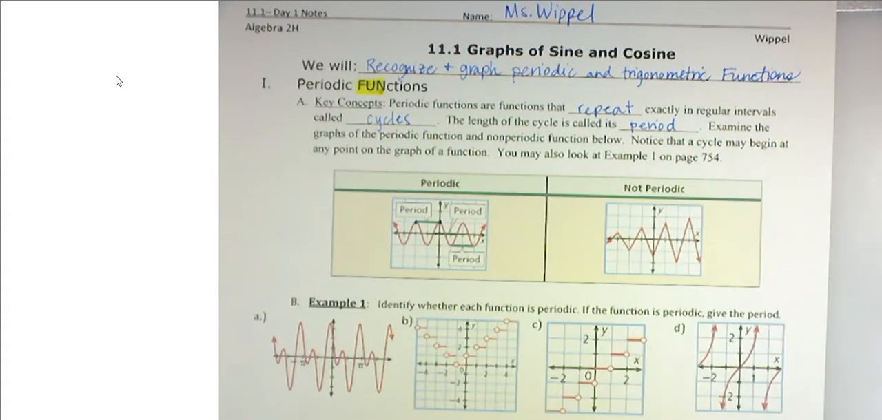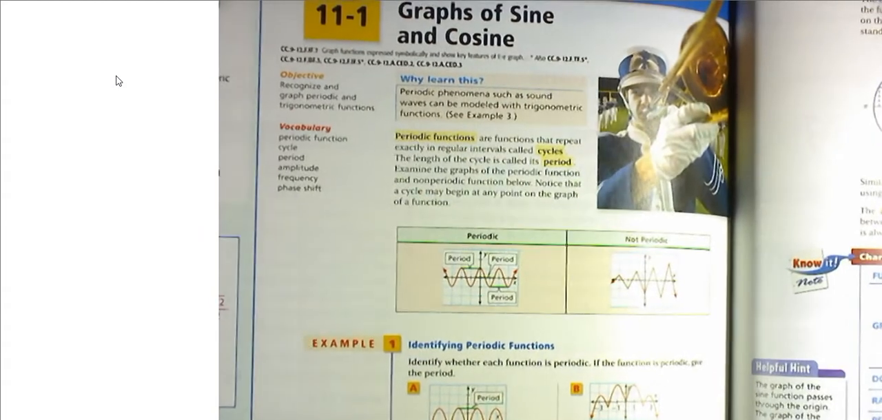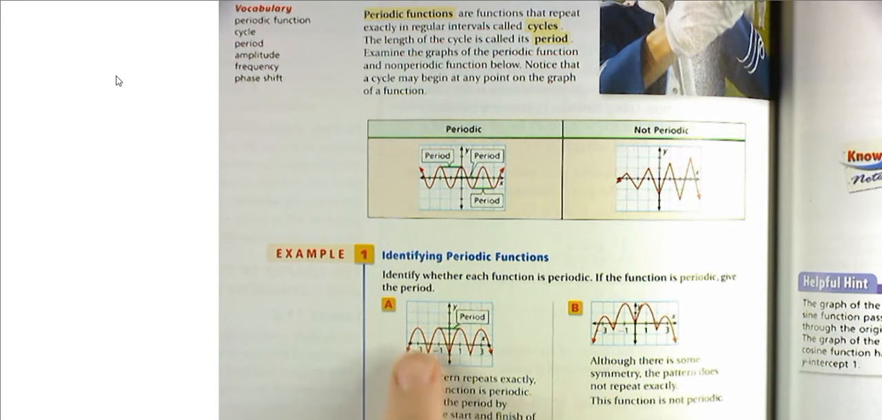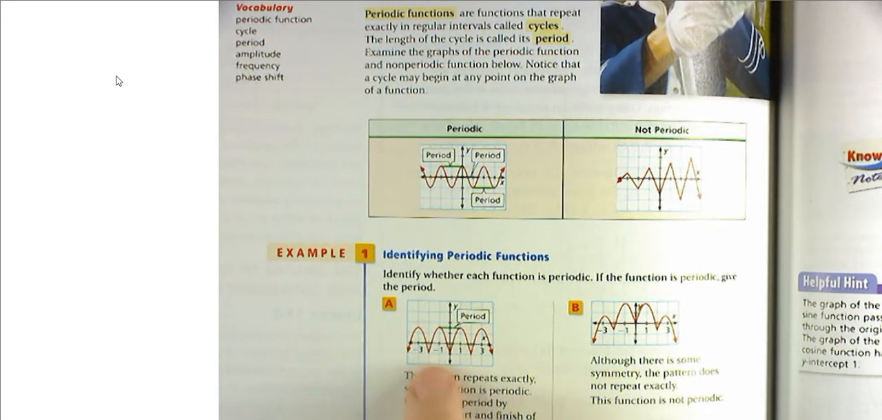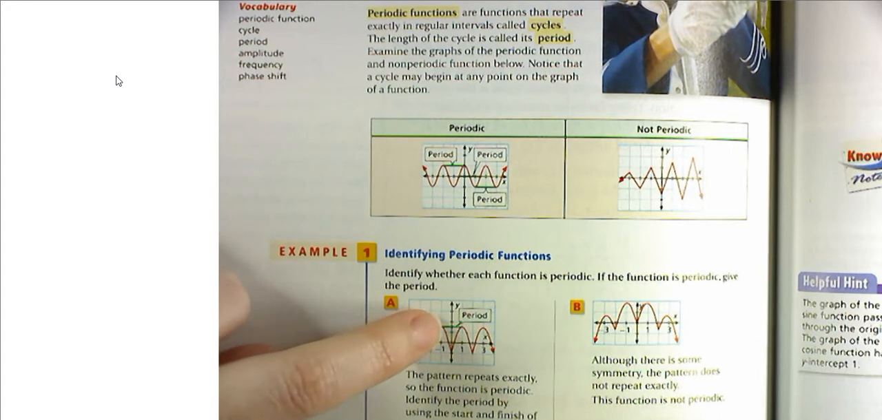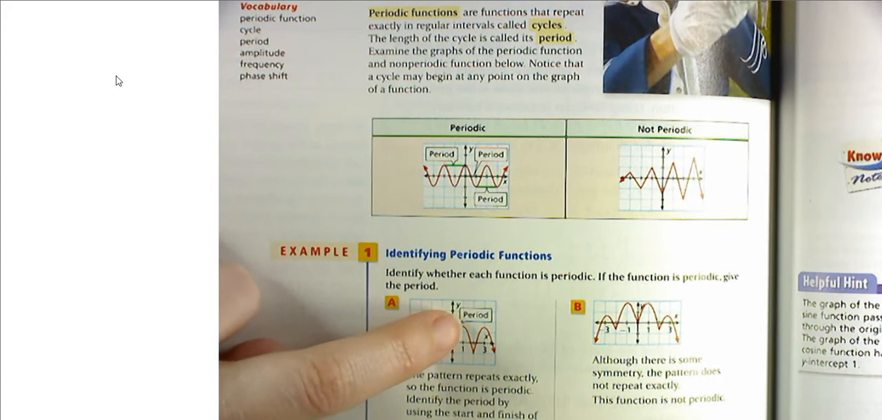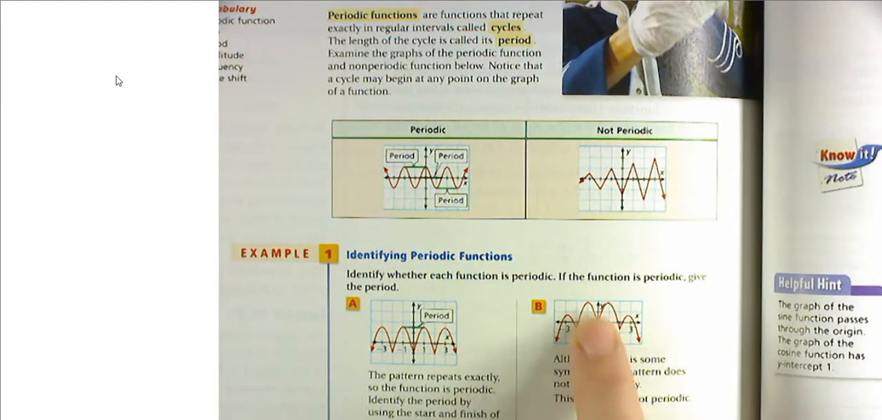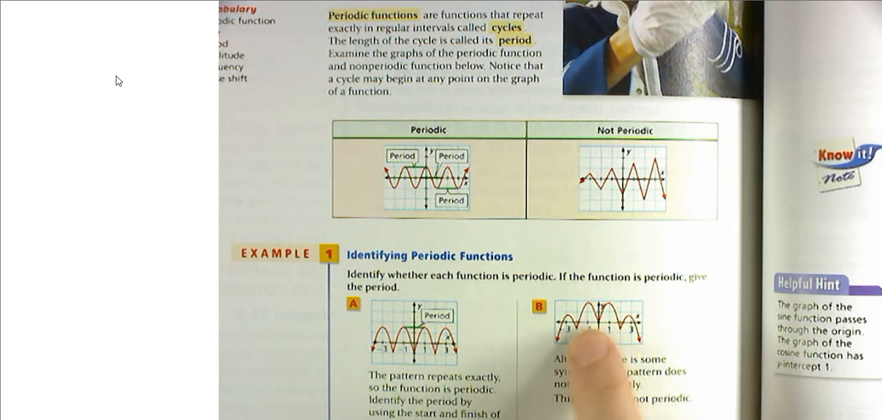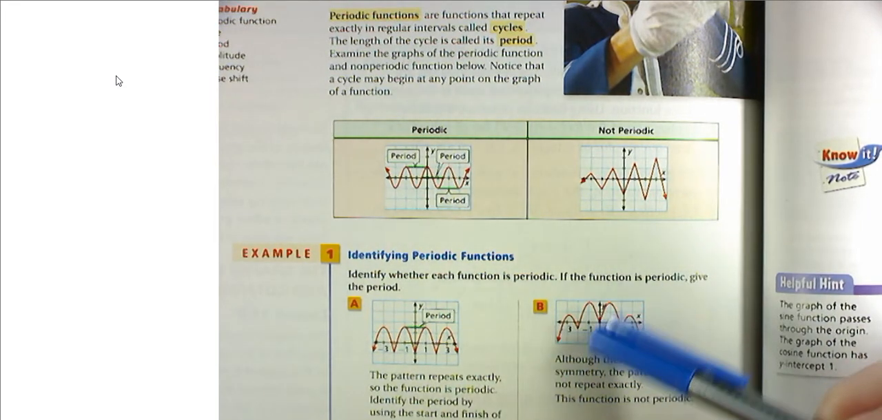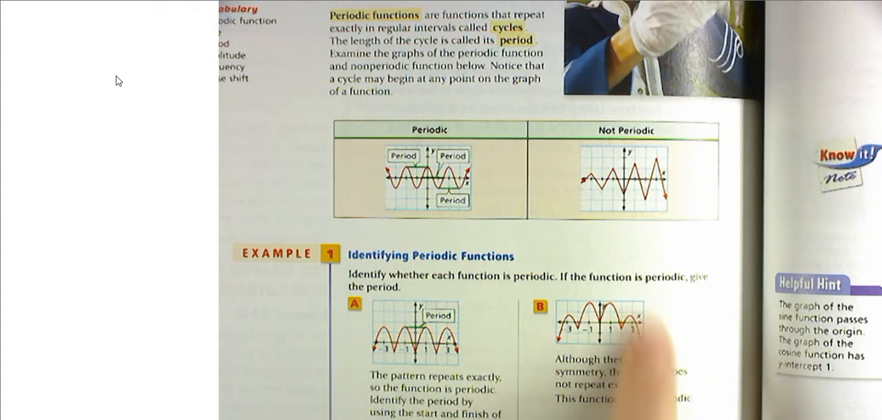Page 754 just gives you a couple more examples. It's asking you to identify if it's periodic or not. Here, this is going to repeat, and to find the period, you can just count. This is -1, and then it reaches that same point again at 1. So that would be a distance of 2, so the period would be 2 in that case. For B, even though it is symmetric, it's not repeating itself. After you do this pattern here, it would have to be the same exact one. Even though it's symmetric, it does not repeat exactly.